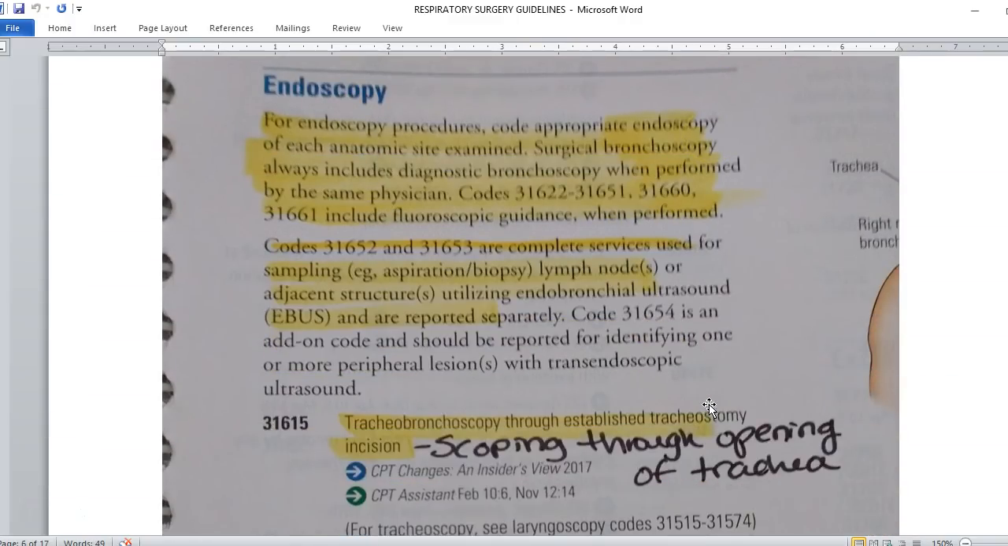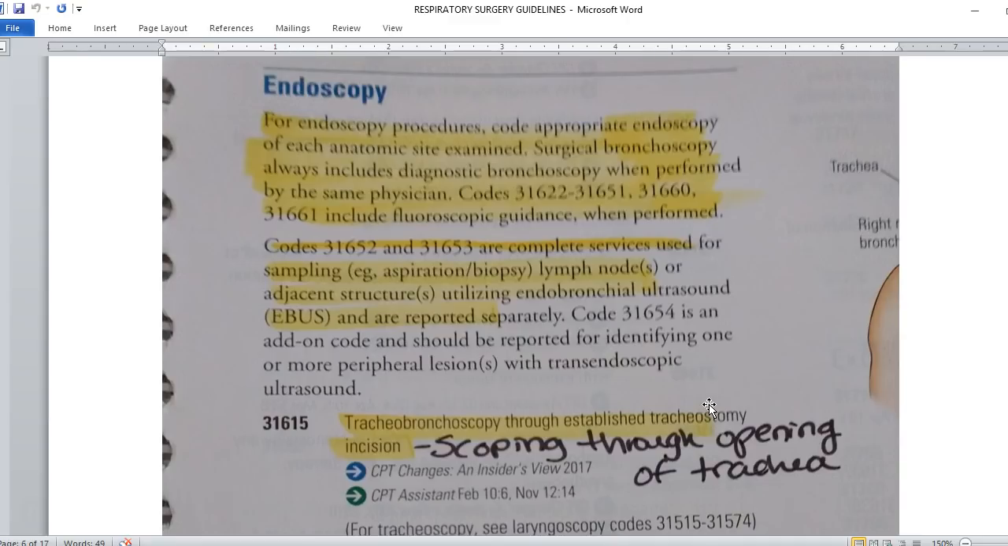And so again, are we doing a sinusoscopy? Are we doing laryngoscopy? Or, as we're going to see here, are we doing a bronchoscopy? As we continue to go through the system, now we're going into the bronchus, into the actual separate tubes that go into each lung, and it tells us, for endoscopy procedures, code appropriate endoscopy for each anatomic site examined. Surgical bronchoscopy always includes diagnostic bronchoscopy when performed by the same physician. So that's important. As long as it's the same physician, it's included.